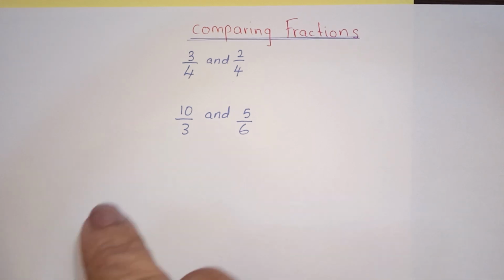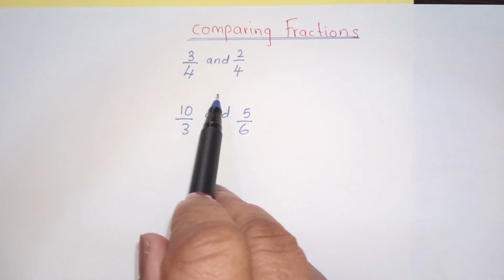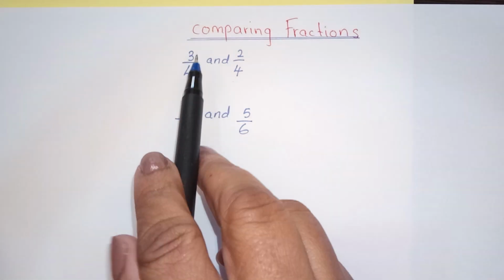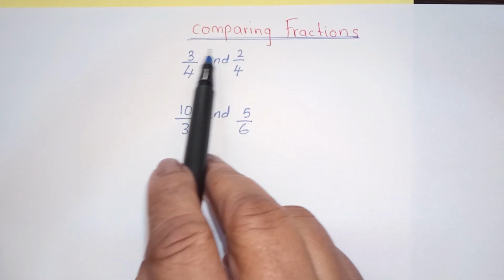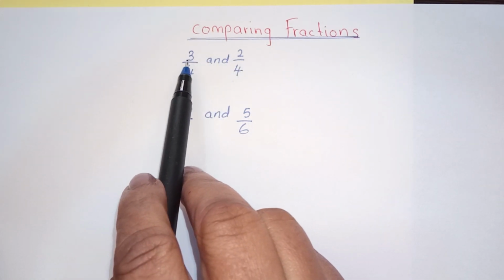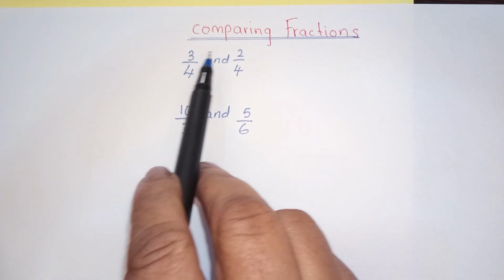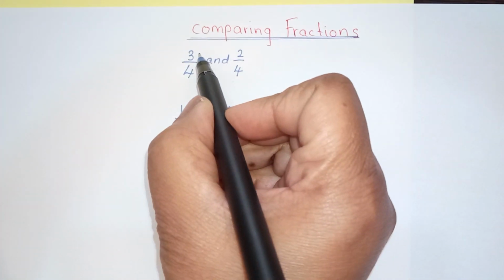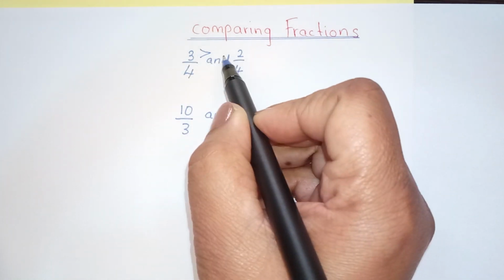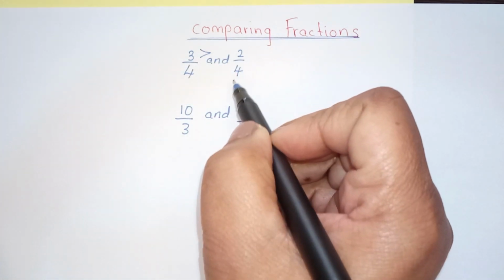Let's say you have two fractions with the same denominator. It's easy to compare which fraction is greater than the other. You only look at the numerator. Which numerator is bigger, that fraction is the greater. In this case, we have 3 and 2. So here, 3 is greater than 2, so this fraction is greater than this one.